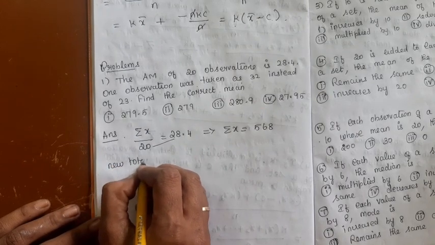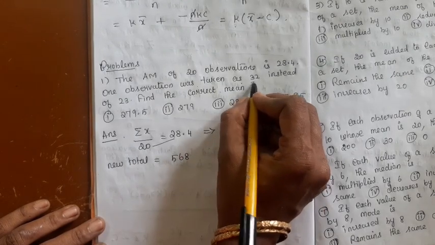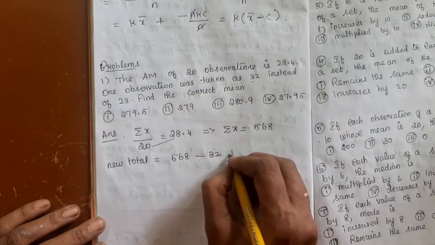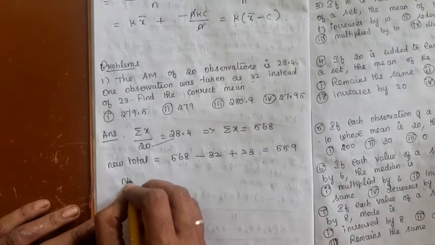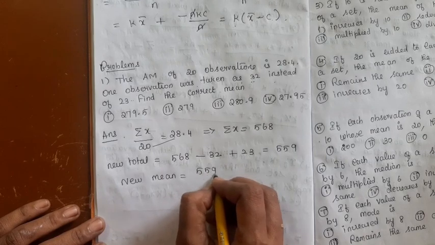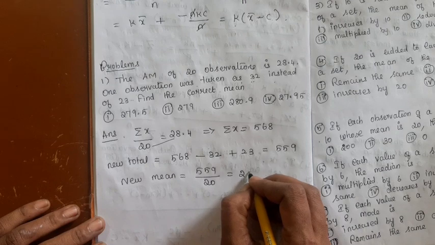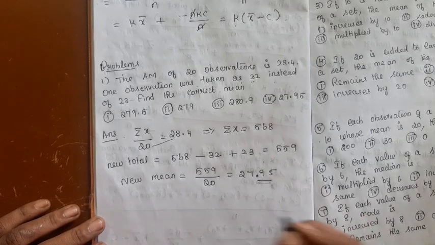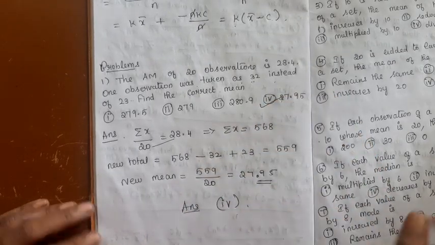So the corrected total is 568. One observation was wrongly taken as 32. Leave it. And the correct number is 23. Add it. So the total is 559. So the corrected mean is equal to 559 divided by 20, which is 27.95. Answer is option 4. Okay, fine.